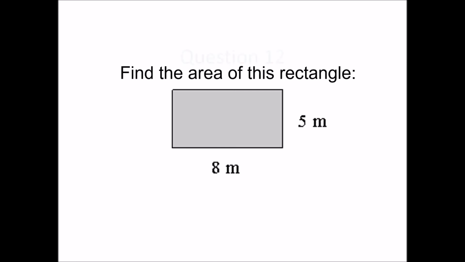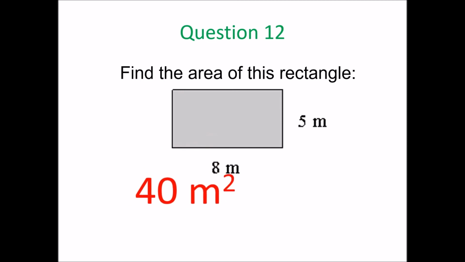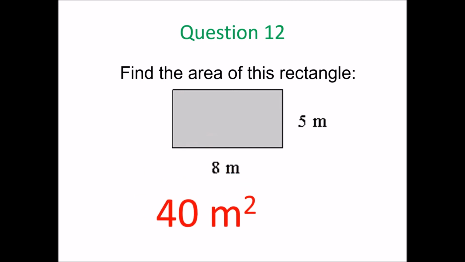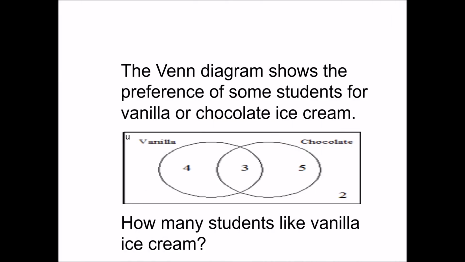Find the area of this rectangle. It measures 8 meters by 5 meters. Area is length times width. Length times width is 8 meters times 5 meters. 40 square meters. You have to put that square there for meters because it's meters times meters. If you didn't put it, you do not get all the points.